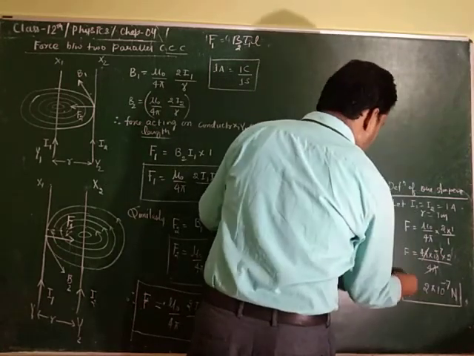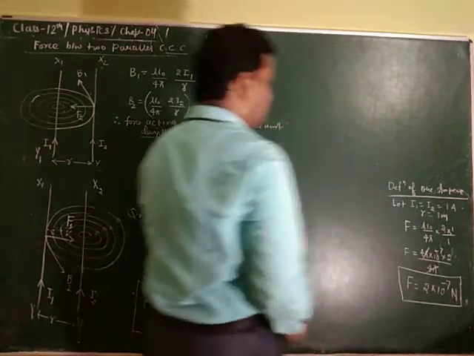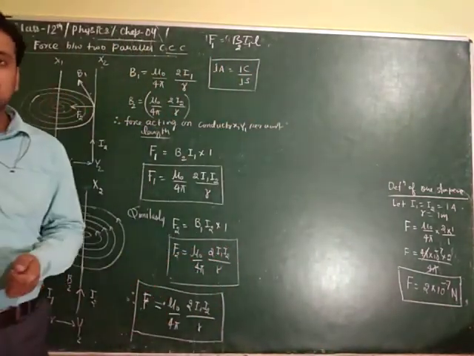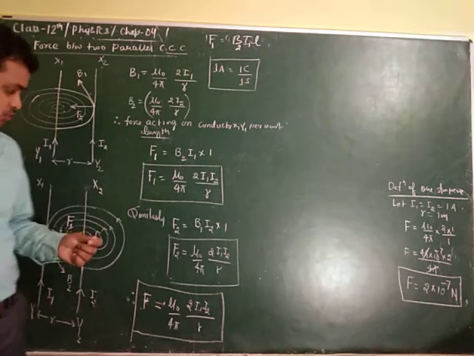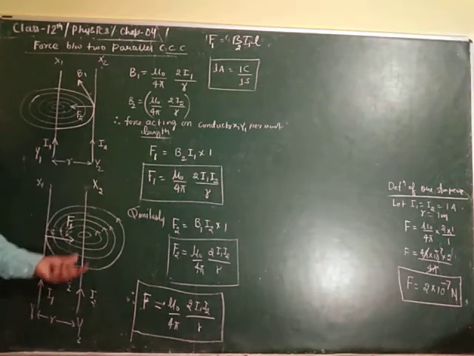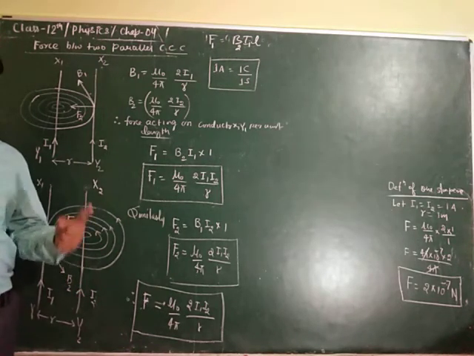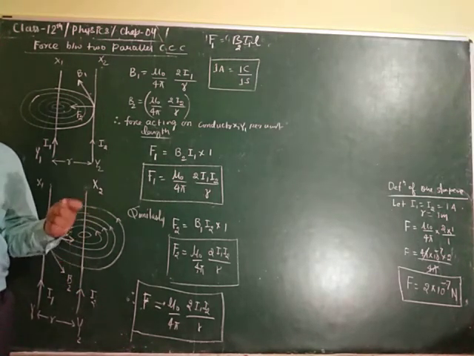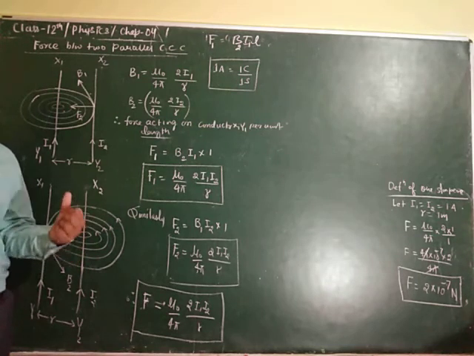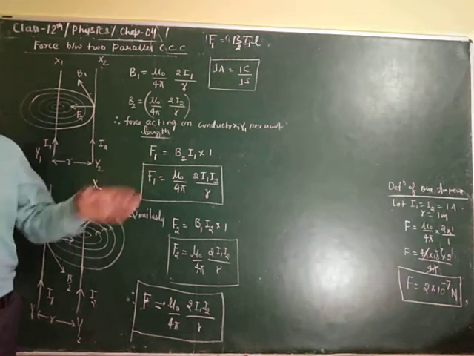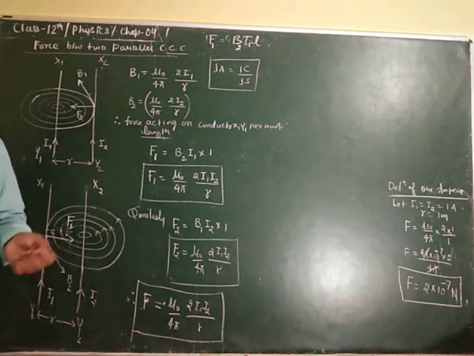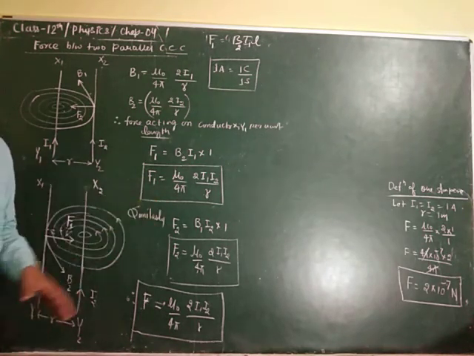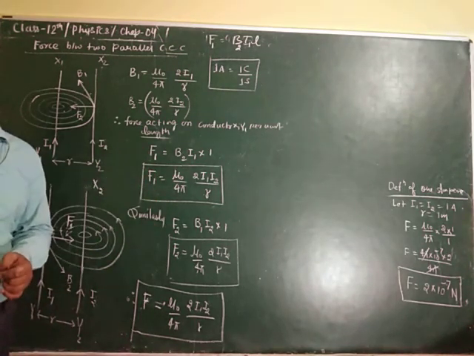So this is the definition of 1 ampere. What is the definition? If 1 ampere current is passing through two conductors kept parallel to each other at a distance of 1 meter, then each conductor will experience a force of 2 into 10 to the power minus 7 Newton. So this is the definition of 1 ampere. You can see in the notes what is written, all the data is given there, and the definition is also written there. Okay, thank you.